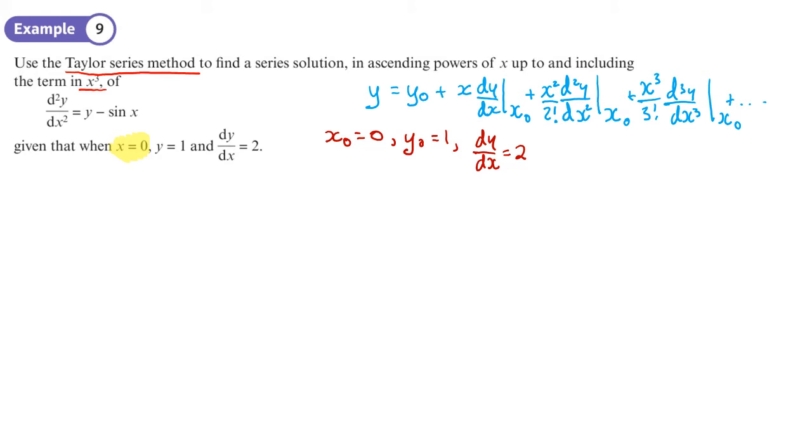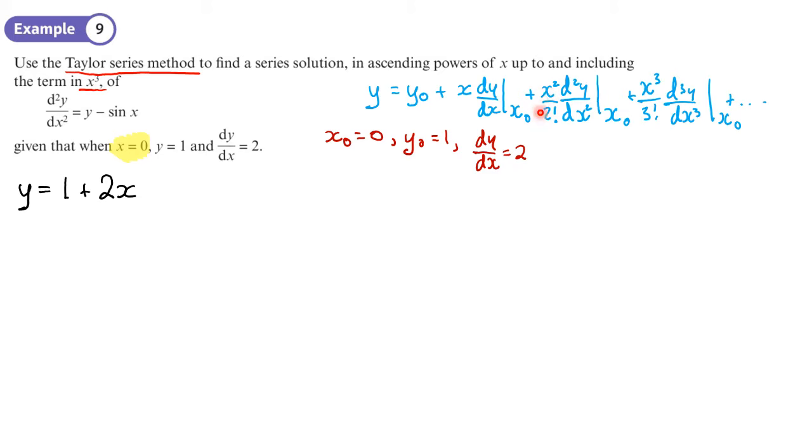Right, so first of all, y equals y0, which is 1, plus x times dy/dx with x0 substituted. You can see that dy/dx is just 2, so even if I substitute in my initial conditions, there's nothing to substitute in, it's still 2. So then we've got 1 plus 2x. Now we move on to the next term.